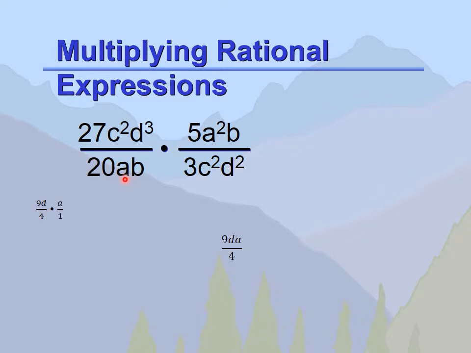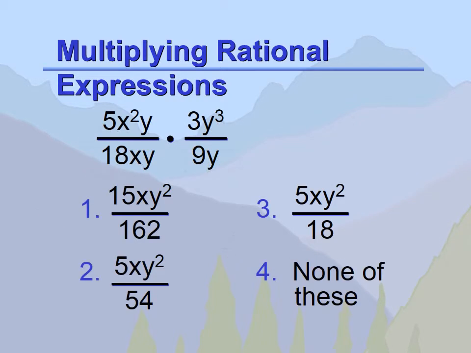This a is going to cancel out one of these a's, leaving just an a, and this b is going to cancel out this b. So now you see how we've canceled everything out except for 9d over 4 times a over 1. Then when we multiply together, we get 9da over 4. Go ahead and try this one on your own.